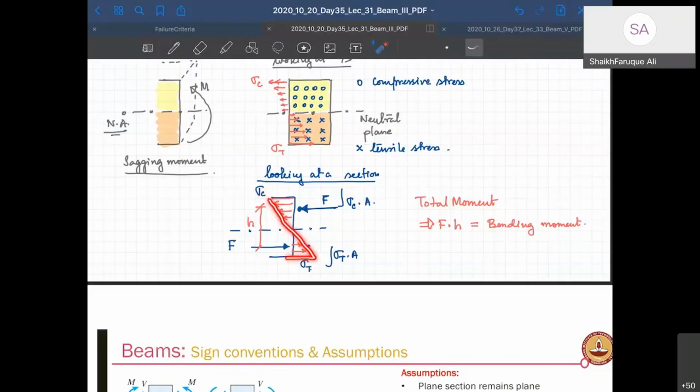This linear variation is valid as long as you are in pure bending. Once you are not in pure bending and the shear contribution is very high, it will not remain linear. It will start getting into higher orders. So something like this. We'll talk about those things in the next class. I'll stop it here.